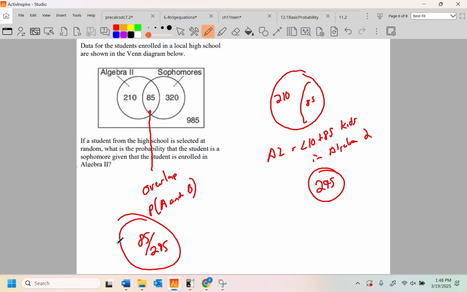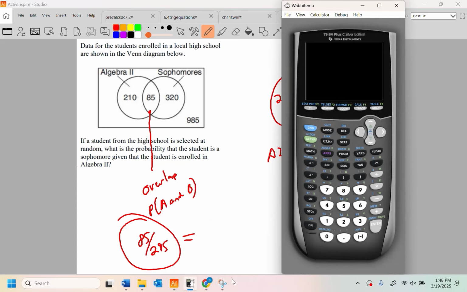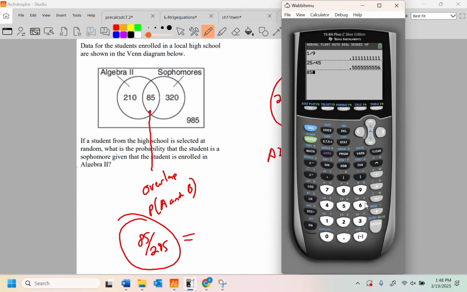I like Venn diagrams. I will probably have an entire lesson dedicated to Venn diagrams. Most kids will treat it as garbage and they won't want to ever look at them again, but they are a really good thing for a visual person. Anyways, I should reduce that 85 over 295.